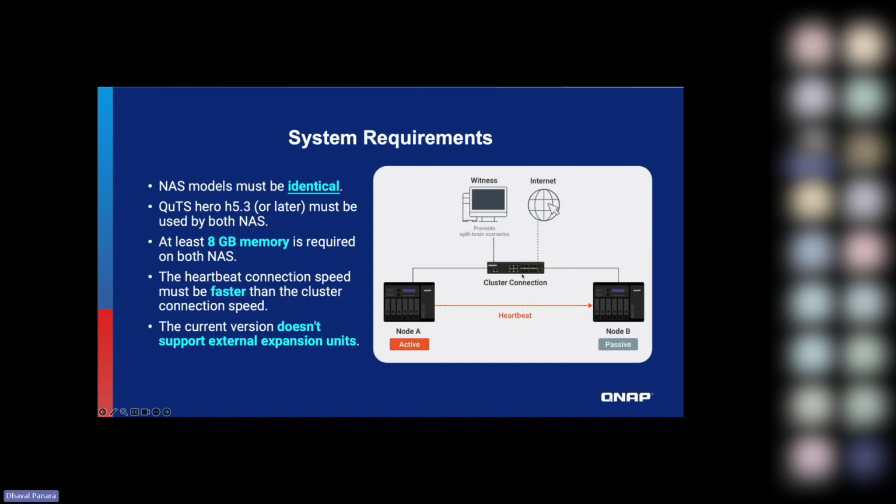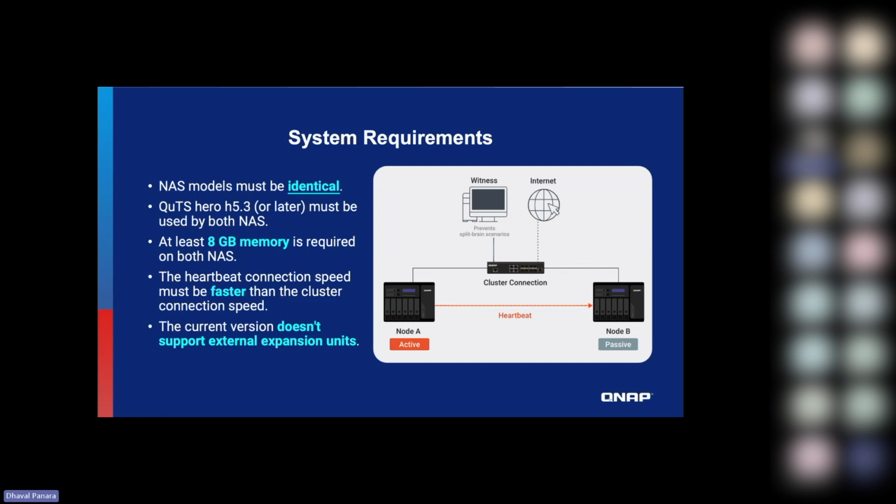The cluster connection is the connection that you will be using to access the NAS. So if you're using 10 gigabit on the cluster connection, the heartbeat needs to be 25 gigabit. If you're using 2.5 gig on the cluster connection, the heartbeat needs to be a 10 gigabit connection. The best practice is always that the heartbeat connection has to be faster than the cluster connection.